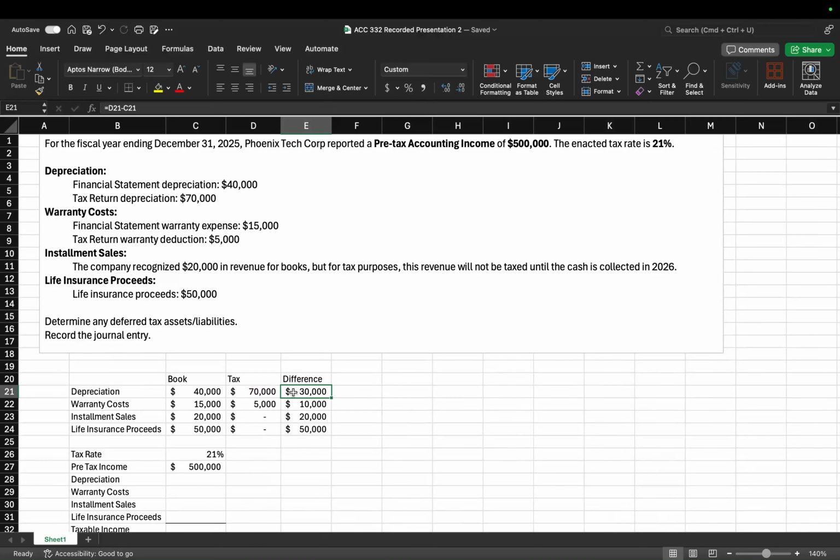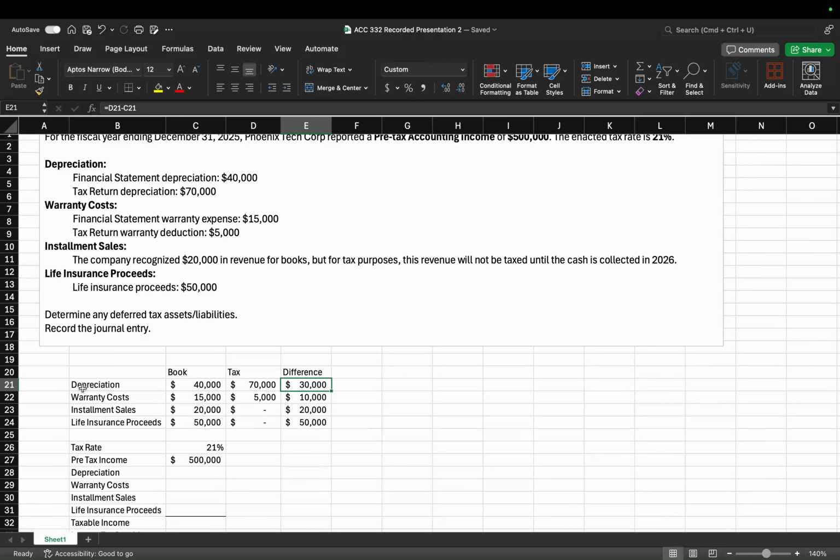And so you can kind of think of it as like they're skipping out on paying the taxes of $30,000 of depreciation expenses, if that makes sense. And so as a result, that's how we have this temporary difference here. This $30,000 will eventually reverse itself out as time passes.